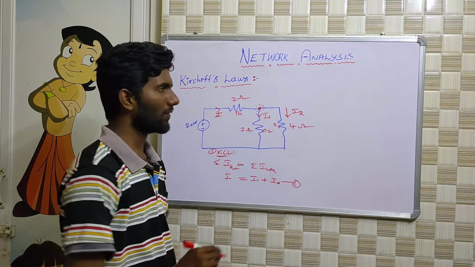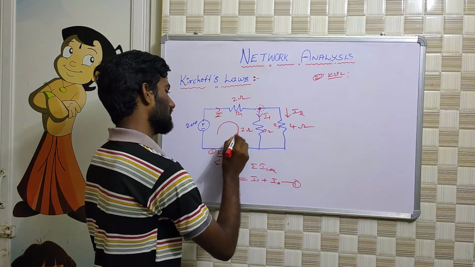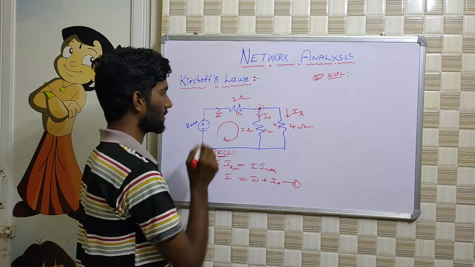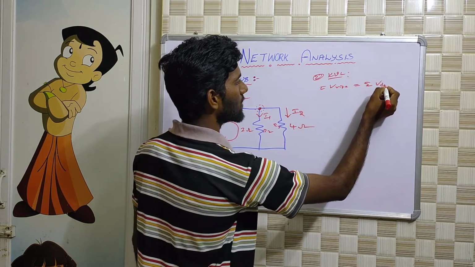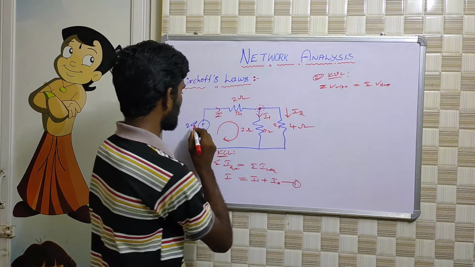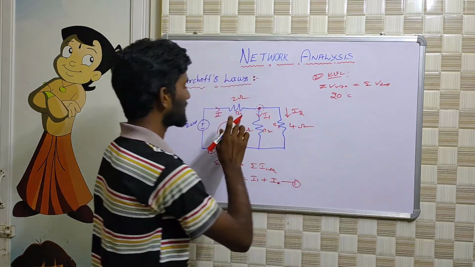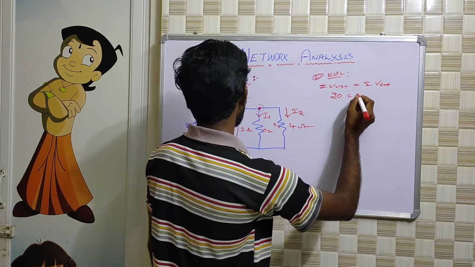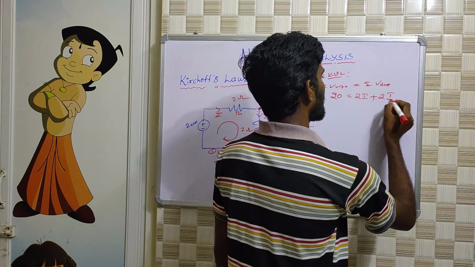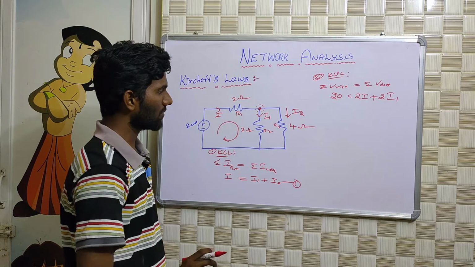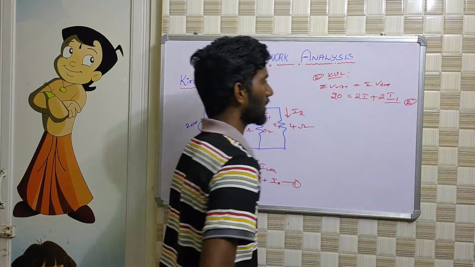Now let me apply KVL in case 2. So initially let us apply KVL across this loop. Applying KVL, the sum of voltage rises is equal to the sum of voltage drops. So voltage rise 20 volts is equal to 2 into I, since R1 is 2 ohms, plus 2 into I1. R2 is 2 ohms, R1 is also 2 ohms, so 2 into I plus 2 into I1, that is equal to 20. So let us consider this as equation number 2.